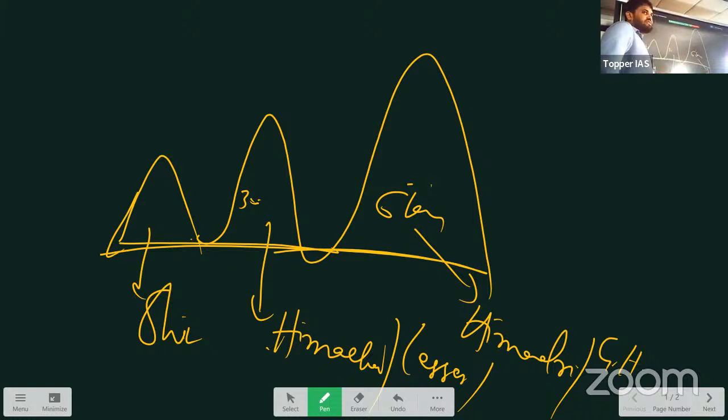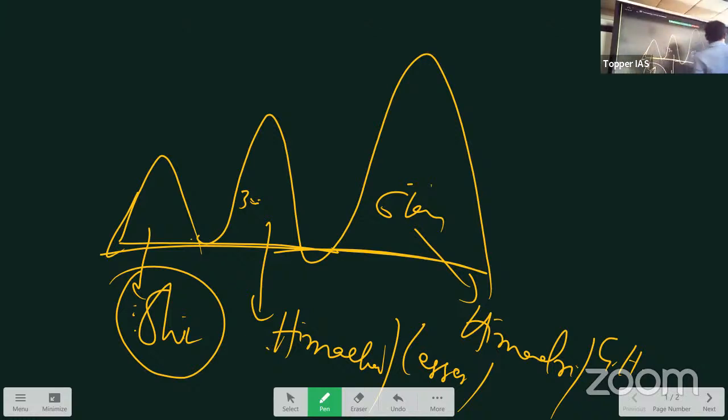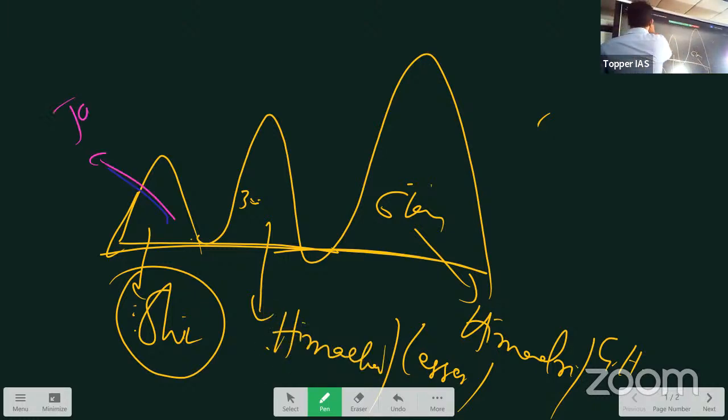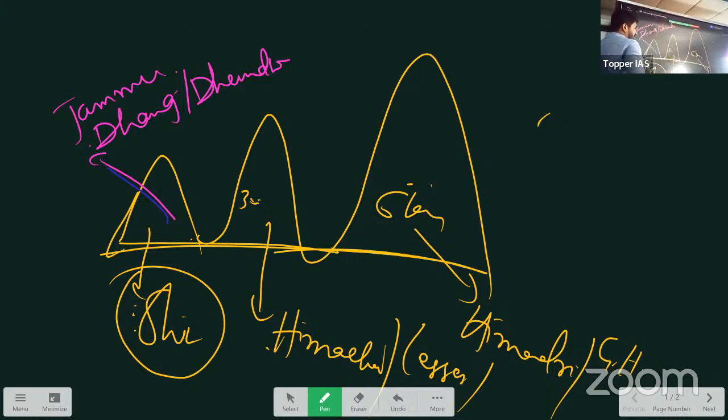Now these Shivaliks have different names in different regions. Let us understand what the different names are. Shivaliks in Jammu Kashmir are called Jammu Hills. And in Himachal Pradesh and Uttarakhand, they are called Dhang Range or Dundwa Range. And in Nepal, they are called Churiya Ghat.